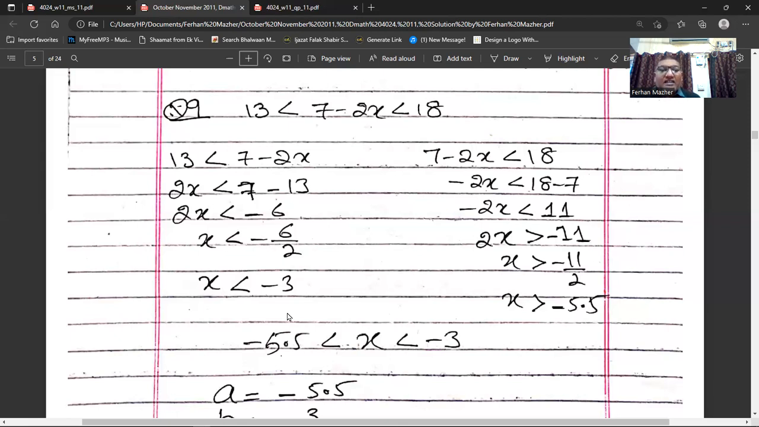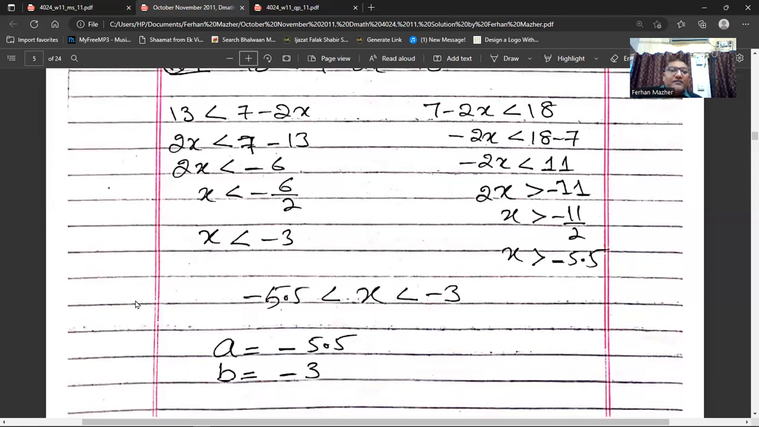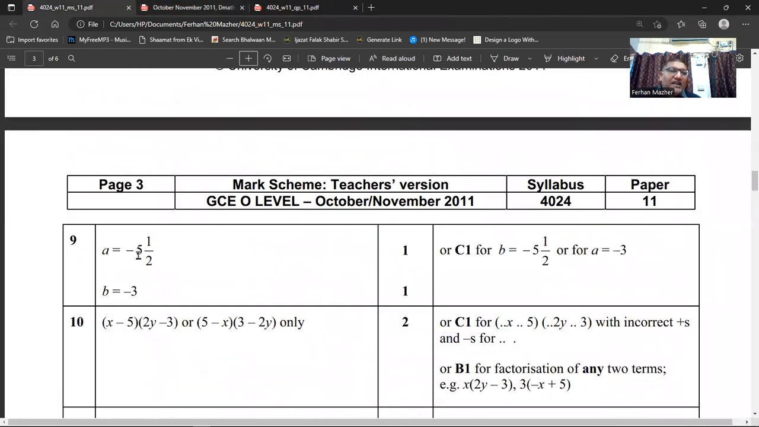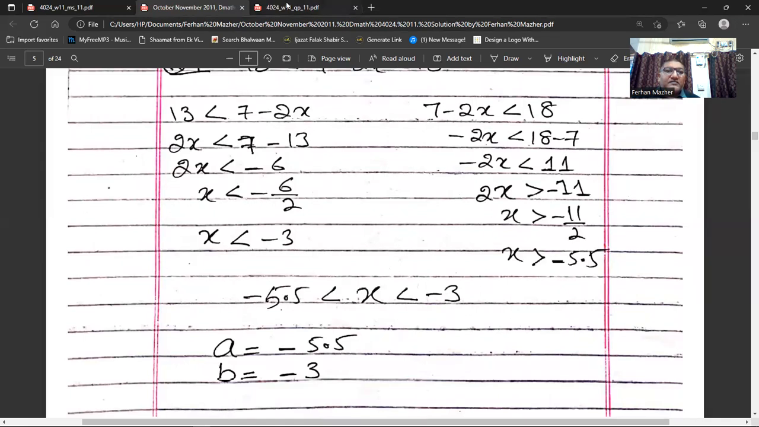It means x is greater than minus 5.5 and x is less than minus 3. So this is our answer. The value of a is minus 5.5 and the value of b is minus 3. That was their question, minus 5.5 and minus 3. So our answers are right.